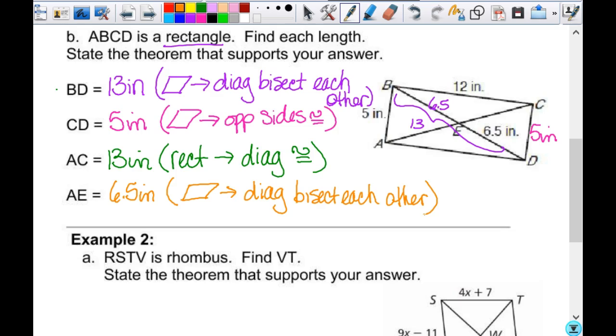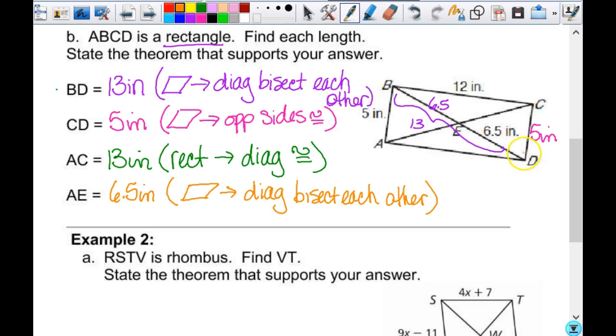Well, because I came about it in different ways. Just because it's the same number doesn't mean I come about it the same way. On BD, I got that it was 13 because if this is 6.5, then this is too, because the diagonals bisect each other, right? The diagonals bisecting each other is a parallelogram theorem. It's because this is a parallelogram.